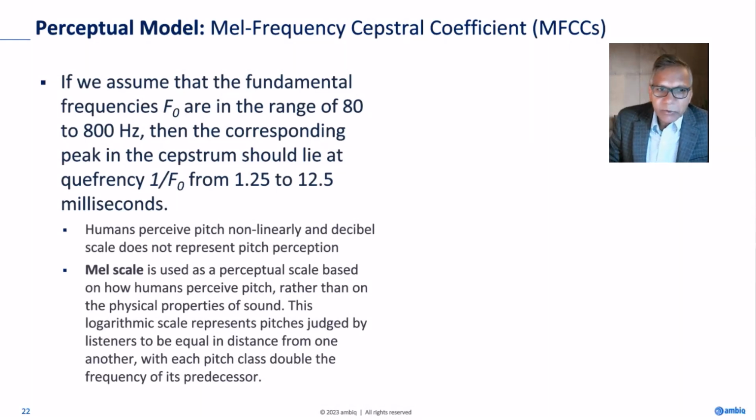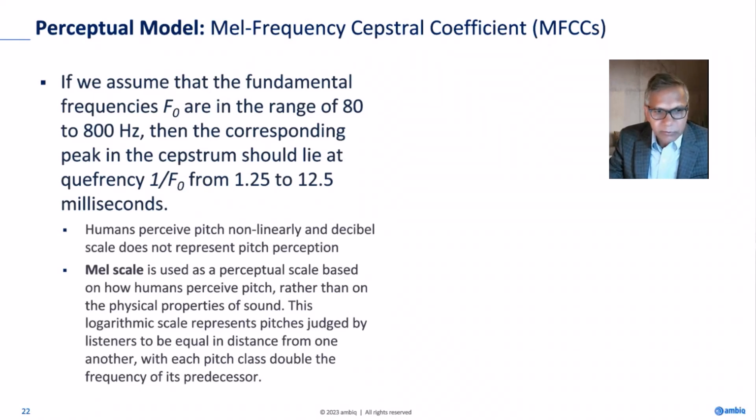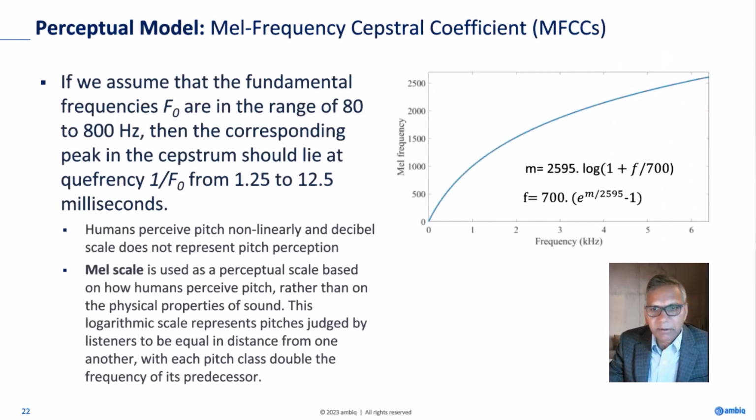So the Mel scale is a perceptual scale based on how humans perceive pitch, rather than on the physical property of the sound, like frequency or fundamental frequency. The mind doesn't really see that. This logarithmic scale represents pitches judged by a listener to be equal distance from one another, where each pitch class doubles the frequency of its predecessor.